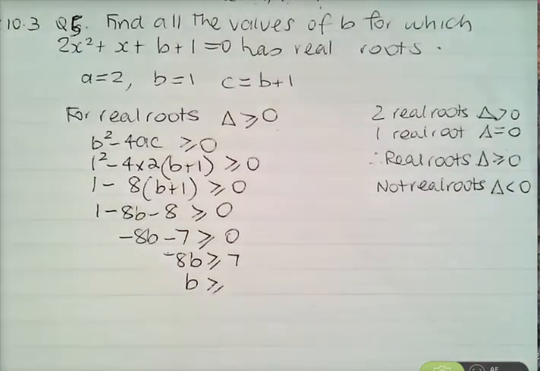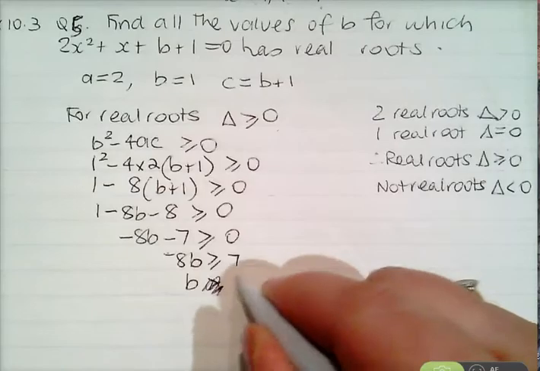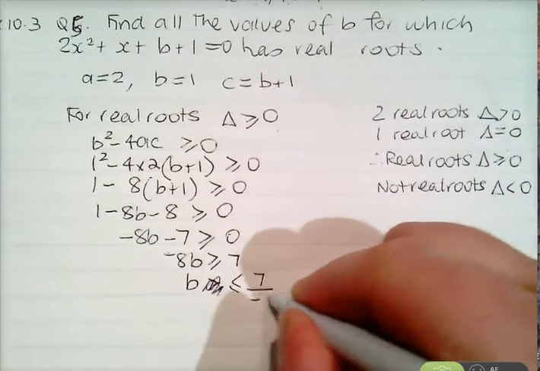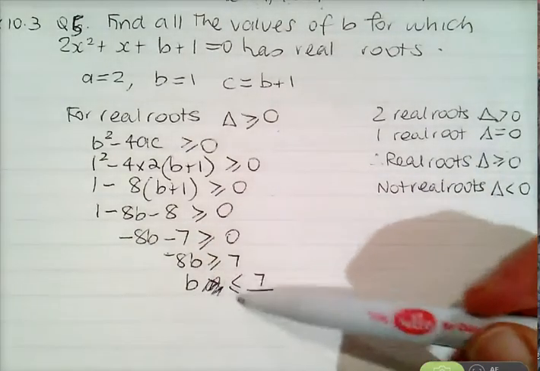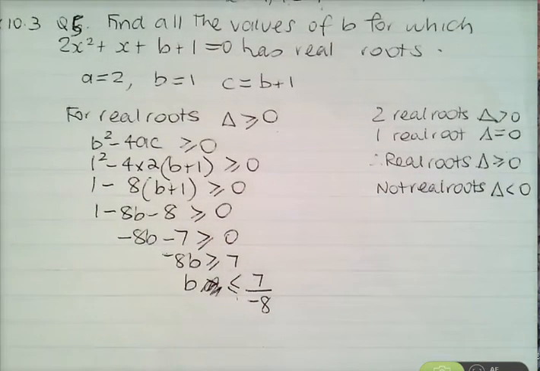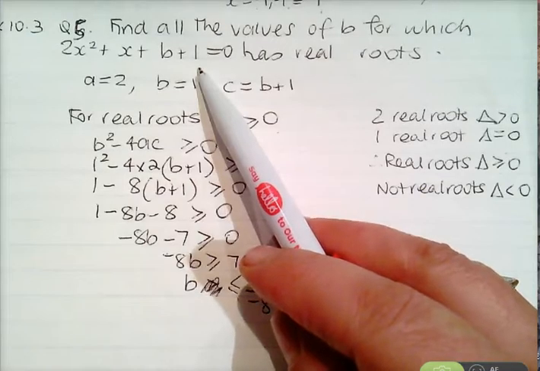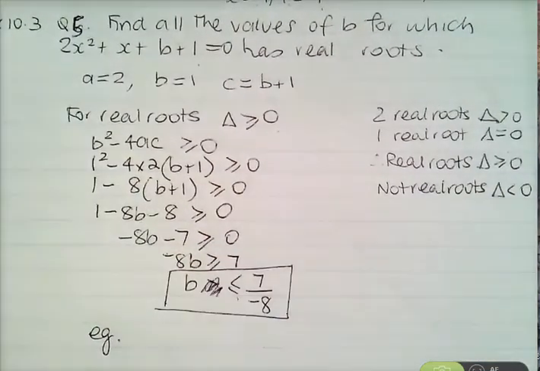Now, to make b the subject here, we need to divide by negative 8. And when we divide by negative 8, we need to flip the inequality sign around. So we're really dividing both sides here by negative 8. And we get that b is less than or equal to negative 7 on 8. So if the value of b is less than or equal to negative 7 on 8, then this quadratic equation up here will have real roots. Let's just get an example. Now, that's the end of the question. You stop here, but we're just going to see what this really means.